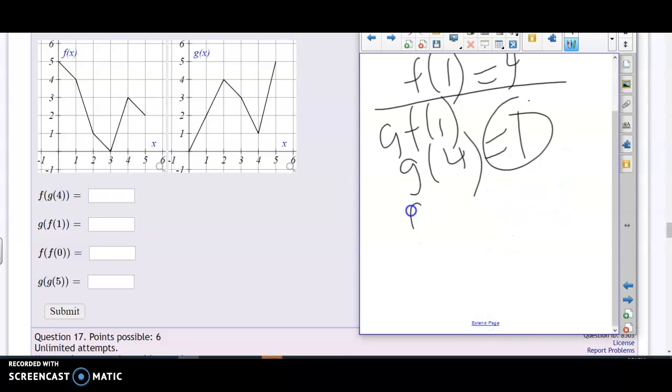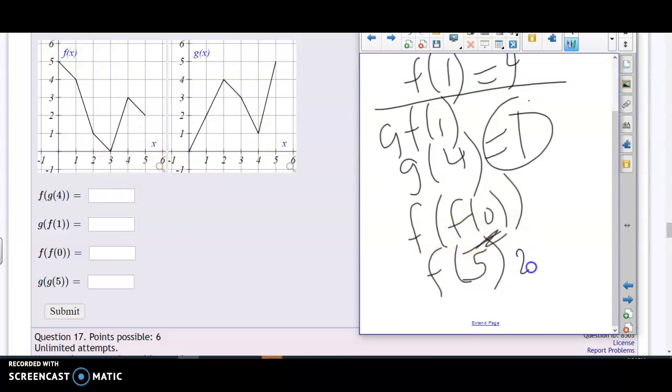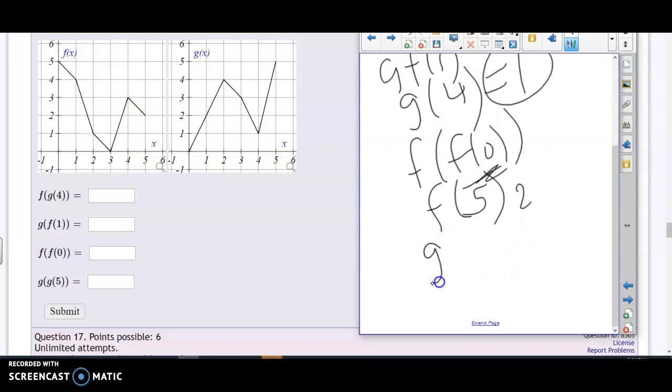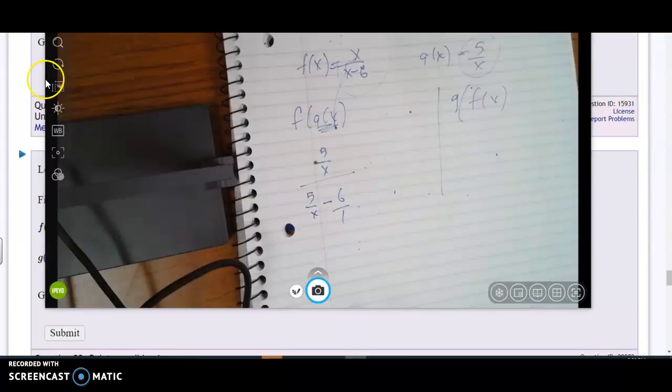Now the next one there is f of f of 0. So we do the innermost function first, f of 0. f of 0 is going to equal 5. And then we do f of 5. f of 5 is going to equal 2. And last one there is g of g of 5. Well, g of 5 is on the right-hand side. We go g of 5, and we get 5. And then we take g of 5 again, and g of 5 is 5 again. So that one has the same input and output value.